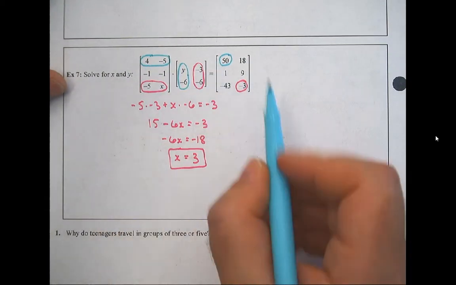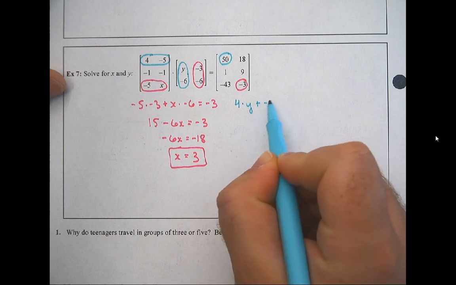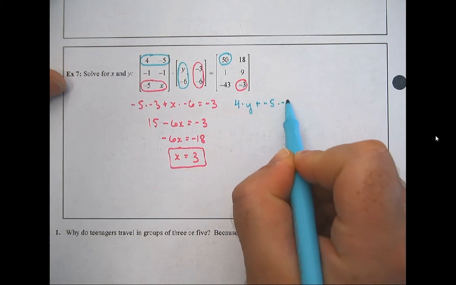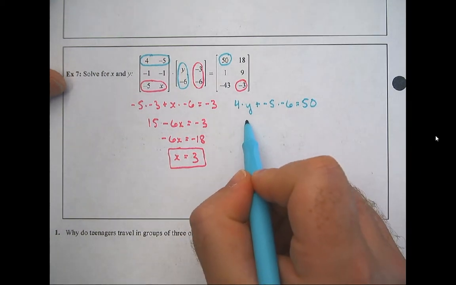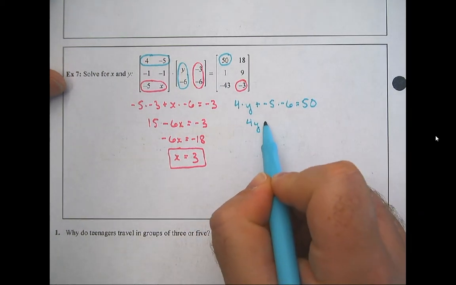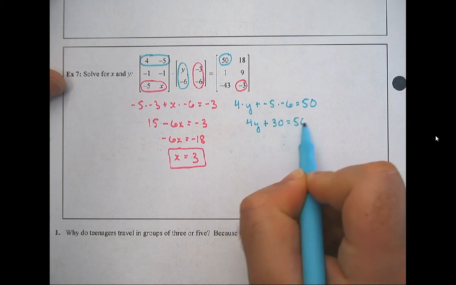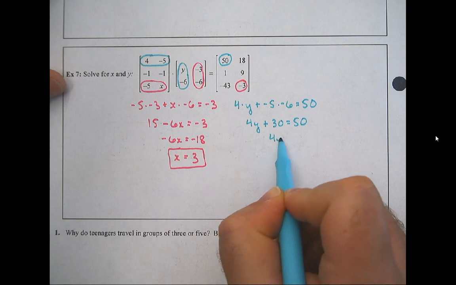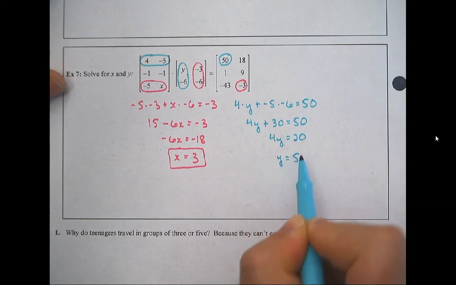So we're going to do our matrix multiplication now. 4 times y plus negative 5 times negative 6 ends up being 50. Clean this up. 4 times y is 4y. Negative 5 times negative 6 is 30. Subtract the 30, divide by 4, and we get y equals 5.